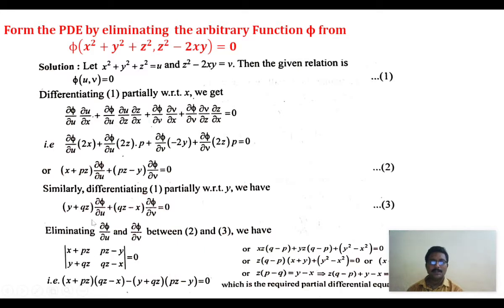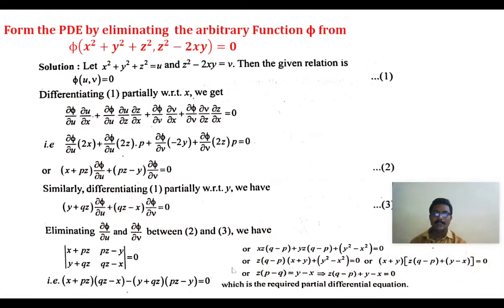Similarly, the coefficients of dou phi by dou u and dou phi by dou v in equation 3 are taken in the second row, and the 2 by 2 matrix determinant is calculated, which is equated to 0. Thus, we'll get the required partial DE. The partial DE is simplified so that we can get it in the general form, that is Pp plus Qq equal to R form, which is the required partial DE.